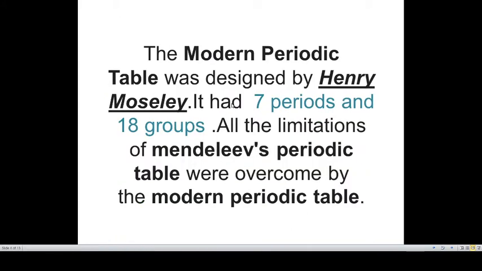Now, the modern periodic table. After Mendeleev's periodic table, the modern periodic table was formed, and it was designed by Henry Moseley. It has 7 periods and 18 groups. In Mendeleev's periodic table there were rows and groups; here also there are periods and groups. All the limitations of Mendeleev's periodic table were overcome by the modern periodic table. Where Mendeleev's table failed for some elements, those were fulfilled by the modern periodic table.